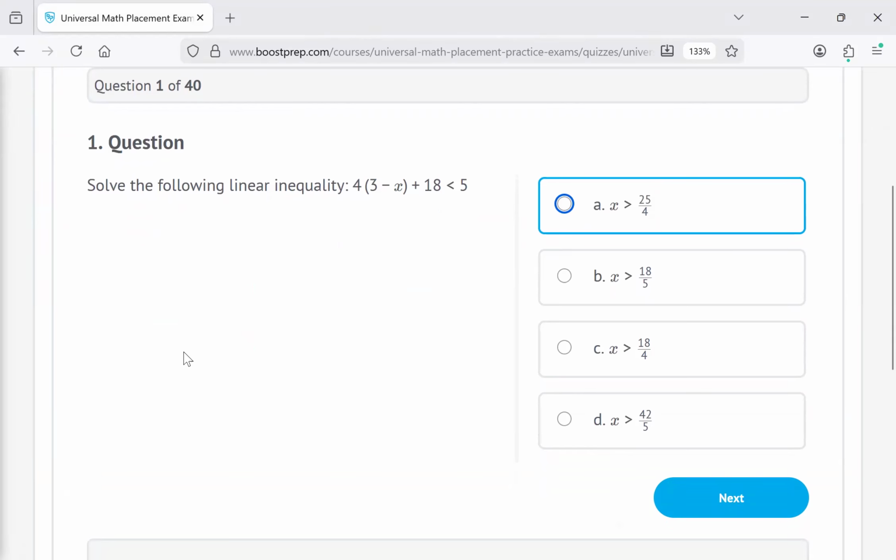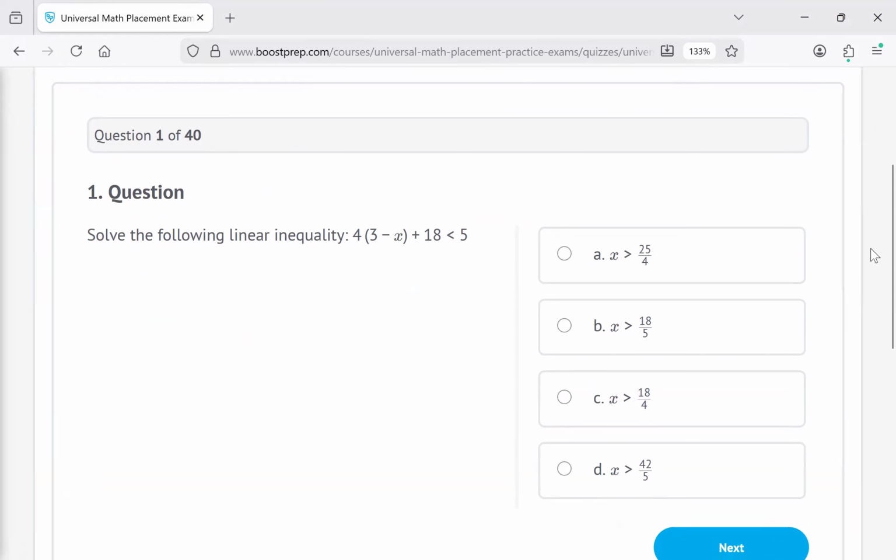Okay. Question 1 says solve the following inequality. We have 4 parentheses 3 minus x plus 18 is less than 5. So this is not a test point method. You could just solve for x and just go from there. So that's what I'm going to do.